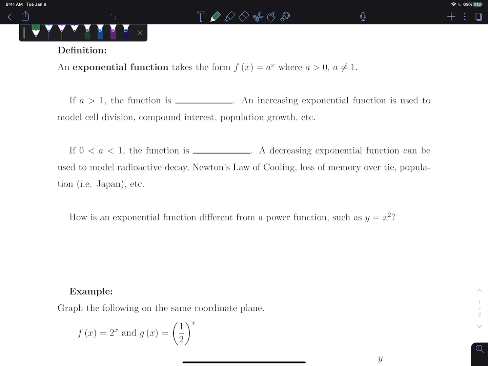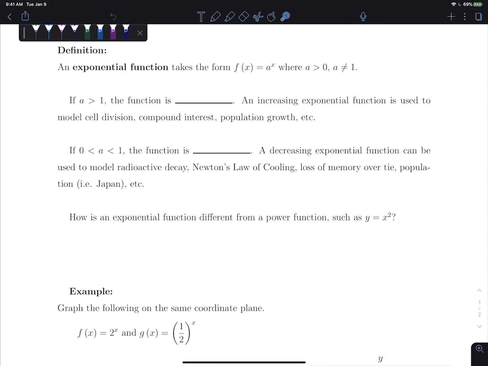Hello. In this video, we're going to look at exponential functions. So the definition of an exponential function is that an exponential function takes the form f of x equals a to the x power, where a is greater than 0 and not equal to 1.